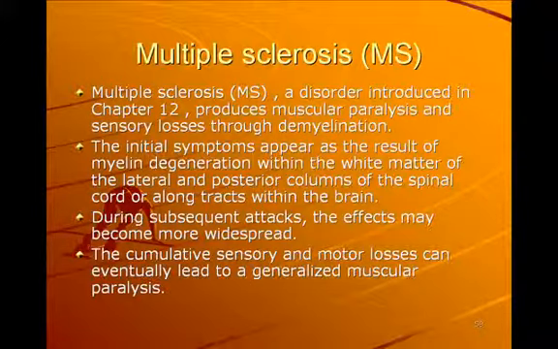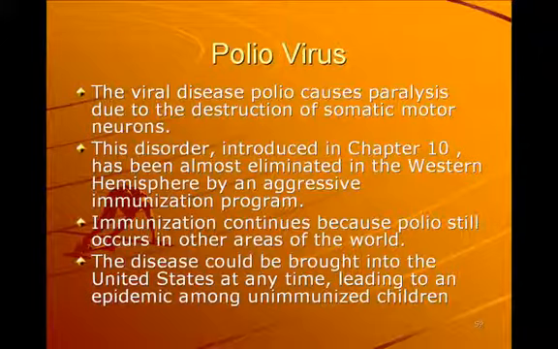Now, during subsequent attacks, the effects may be more widespread. Cumulative sensory losses and motor losses can eventually lead to generalized muscular paralysis. There's another condition referred to as poliovirus. The viral disease polio causes paralysis due to the destruction of somatic motor neurons.